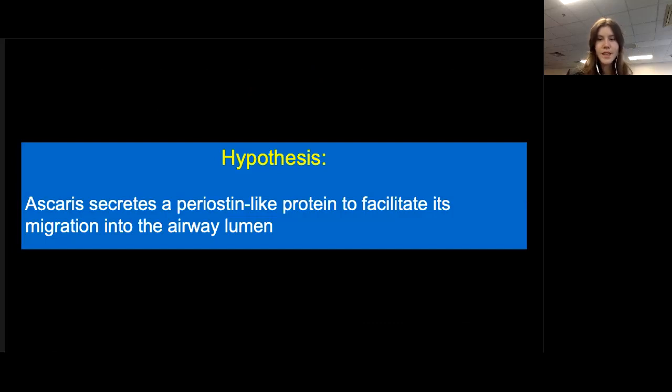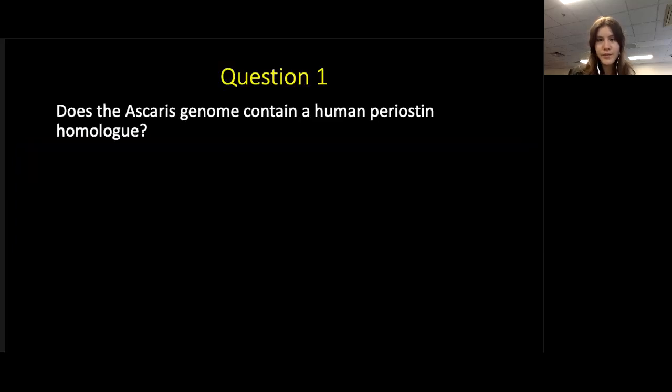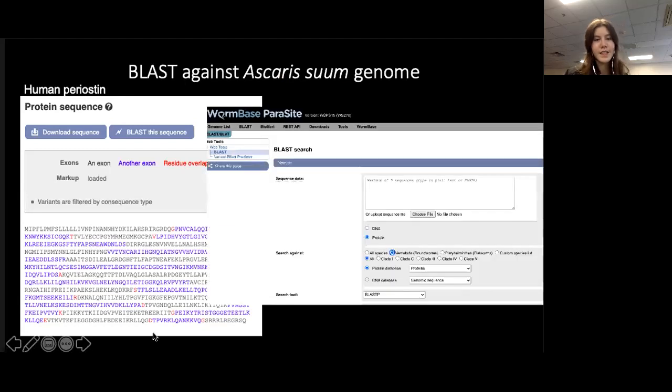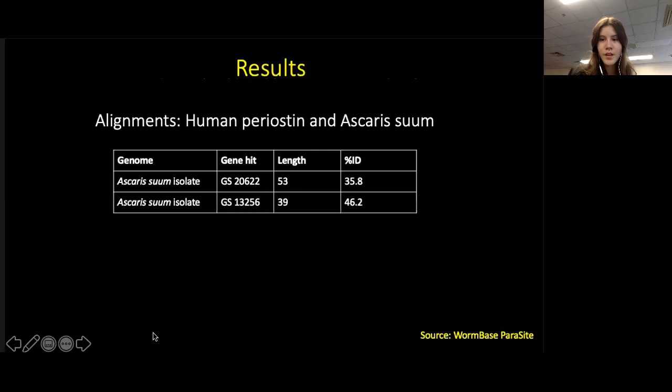So we hypothesized that Ascaris secretes a human periostin-like protein to avoid alerting immune cells and facilitate its migration into the airway lumen. My first question was, does the Ascaris suum genome contain a human periostin homologue? To investigate this, I took the human periostin amino acid sequence and I blasted it against the Ascaris suum genome. And I found that there were 2 hits of proteins in Ascaris that were similar to human periostin.